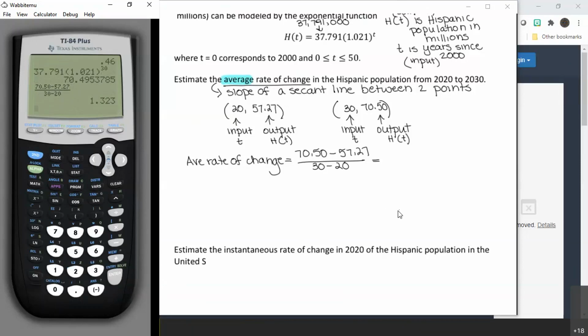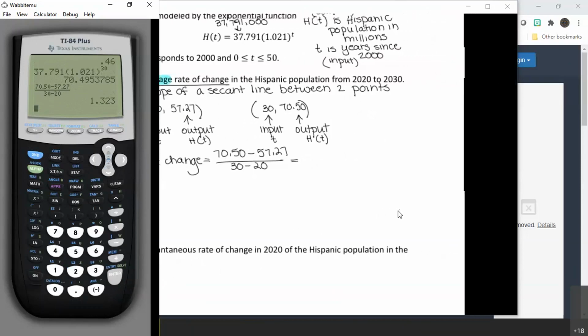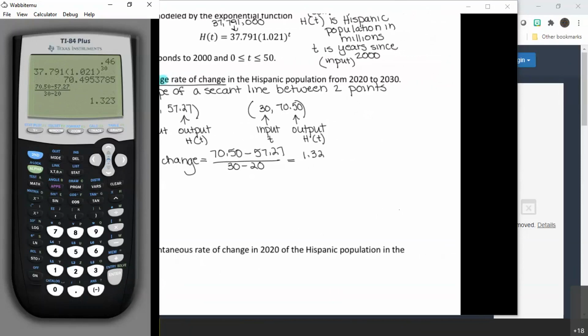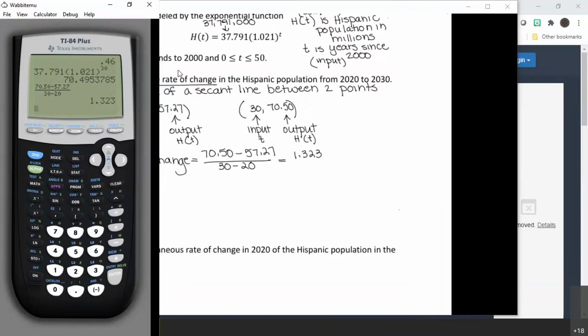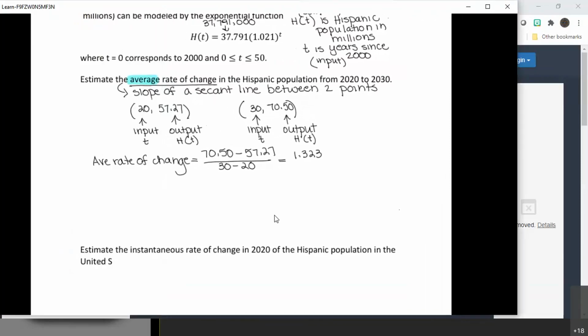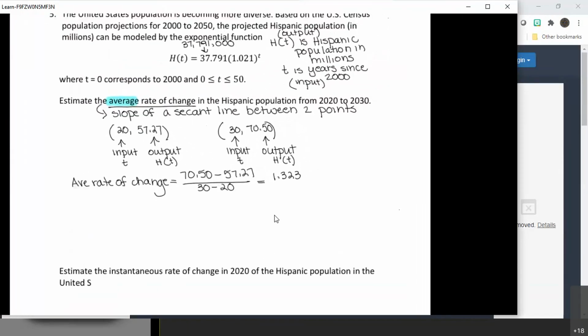And that gives me 1.323. Okay, now I have to worry about units. My output units are on top, and that's going to be million people, specifically million Hispanic people. And the bottom is in years. So that's saying what?